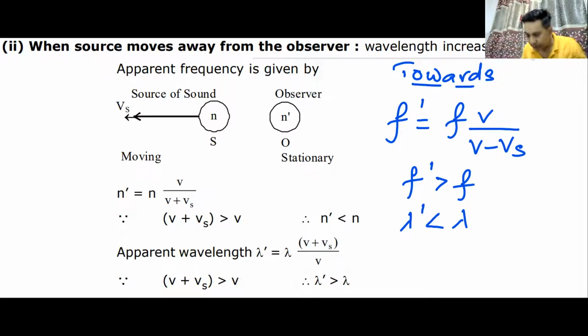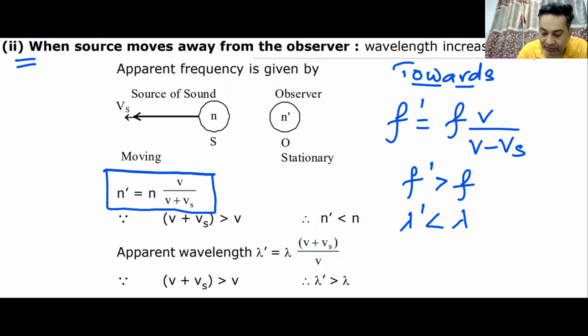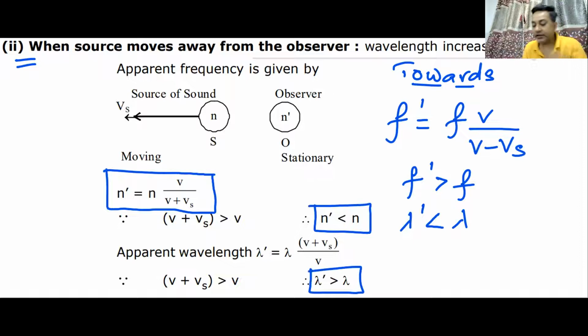In case number 2, we had seen again the observer was at rest, but the source was now moving away. This is the case on the screen right now. The observed frequency is now less than the original frequency, whereas the wavelength is more.